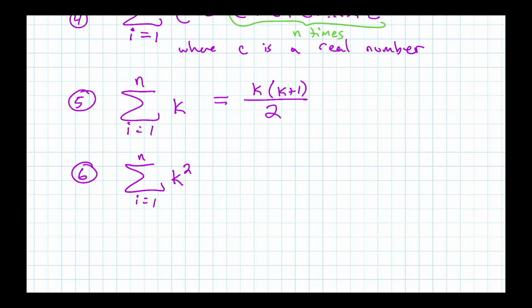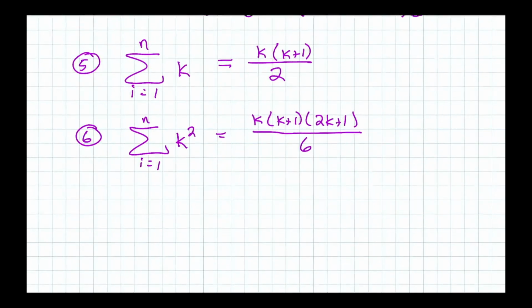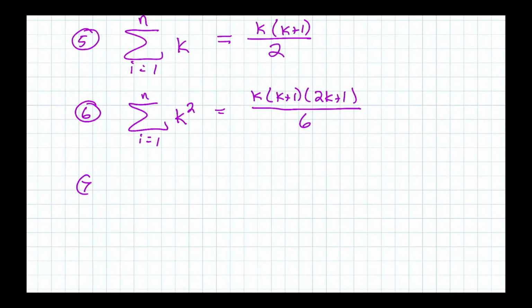There it is. Okay, so the formula is going to be k times k plus 1 times 2k plus 1 over 6. And that's obviously more complicated, and I'm going to do the one for k cubed as well, just so we have it written down. This one's going to be k squared times k plus 1 squared over 4.